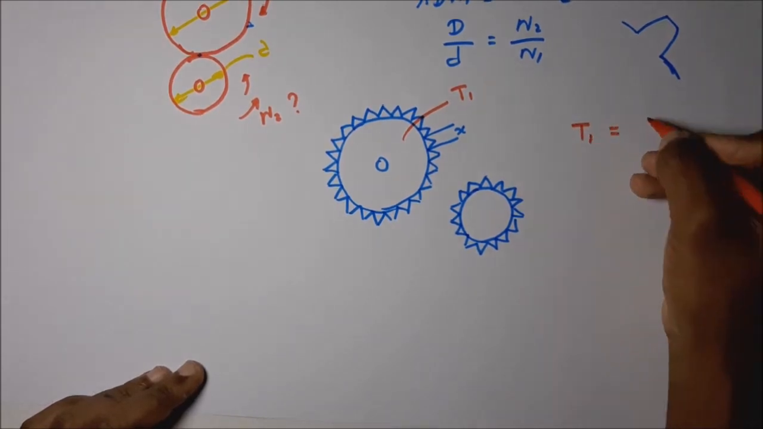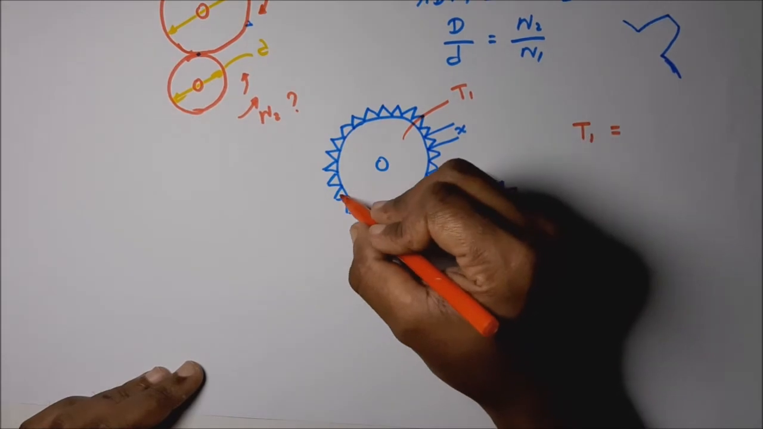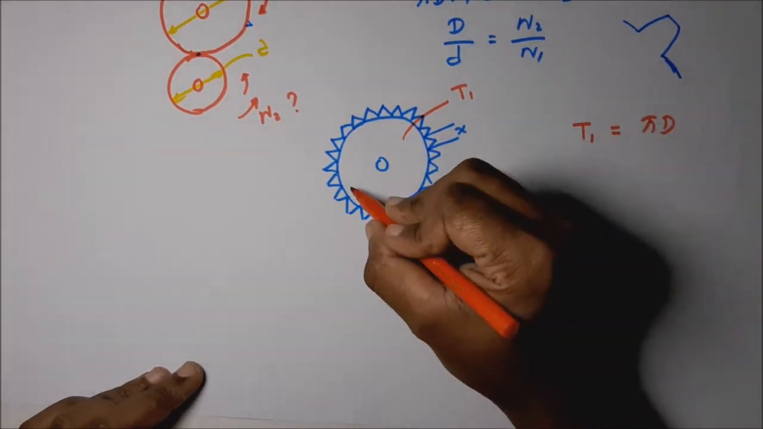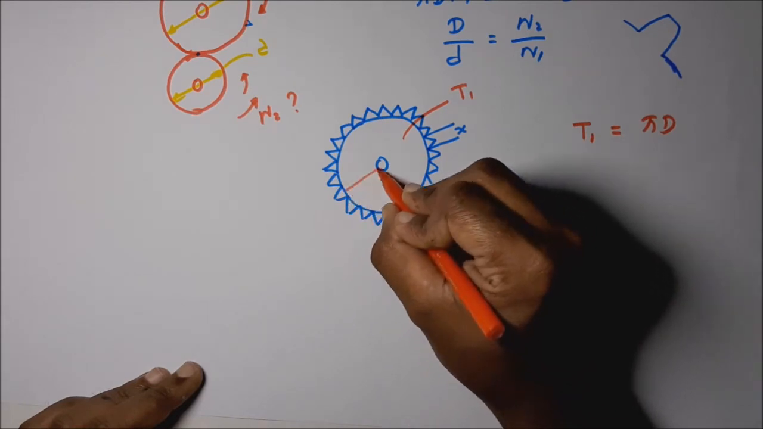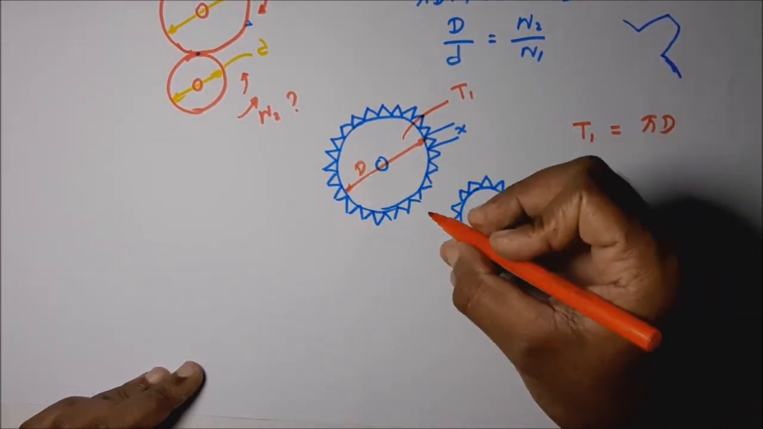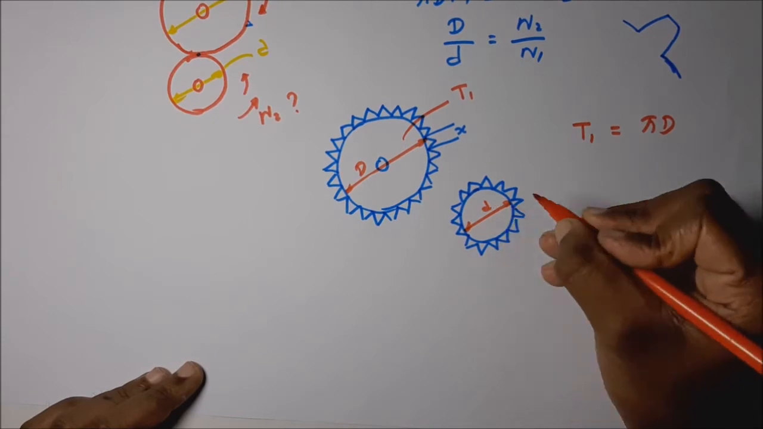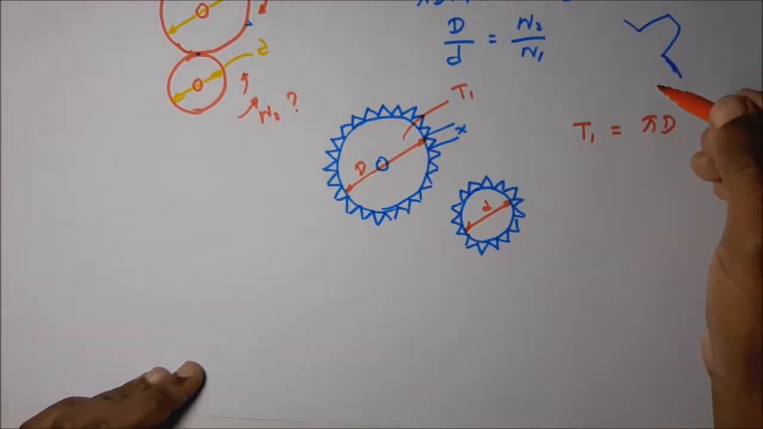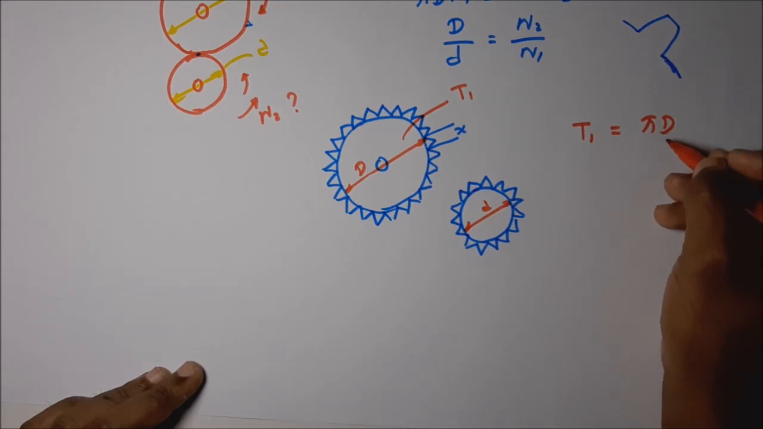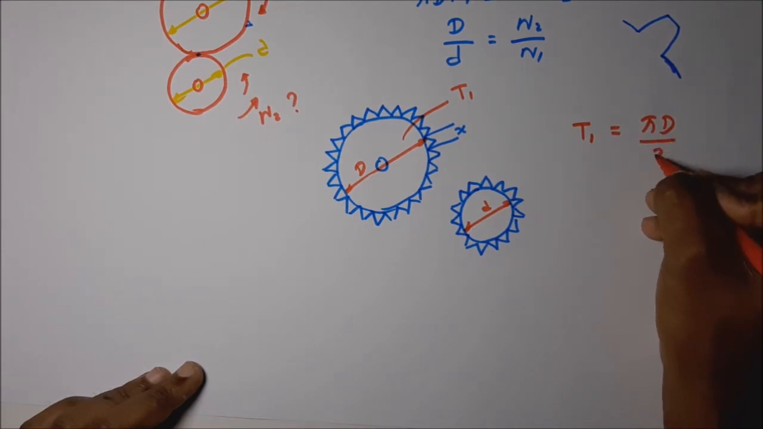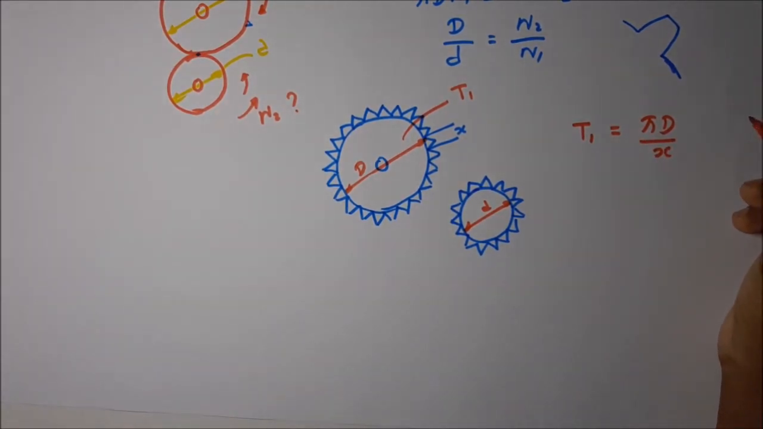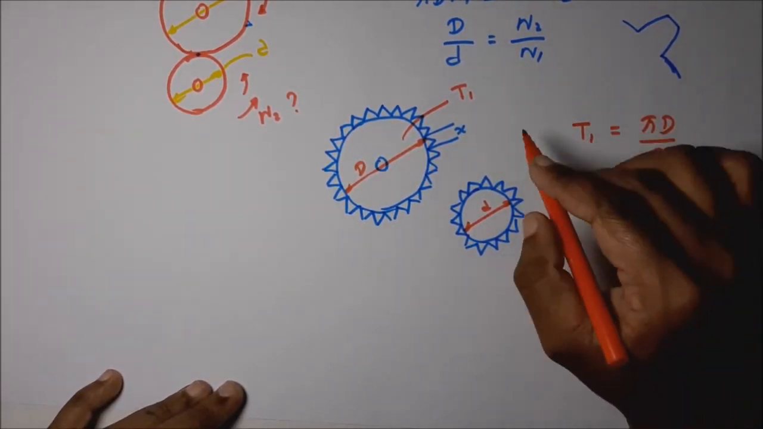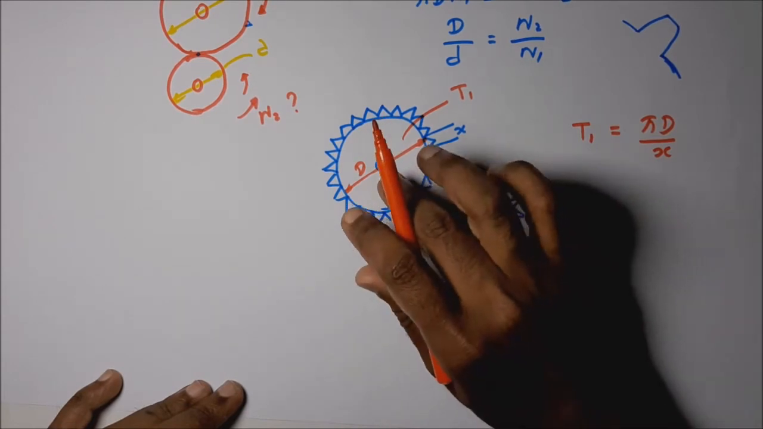T1 is equal to, what is the total circumferential length? 5D. D, simple D. Forget about the pitch circle diameter. Let's take this one, the 5D divided by x. 5D divided by x. Okay, this is the number of teeth on the first gear wheel.